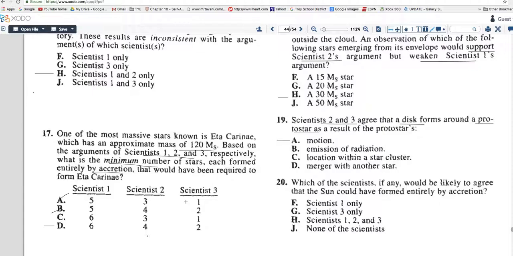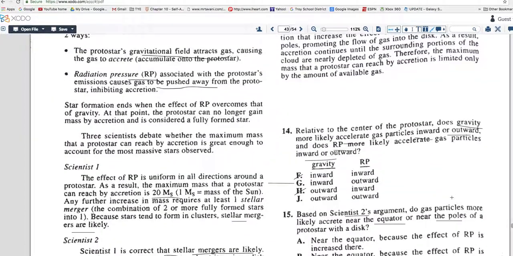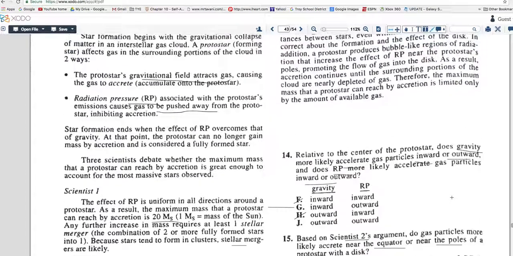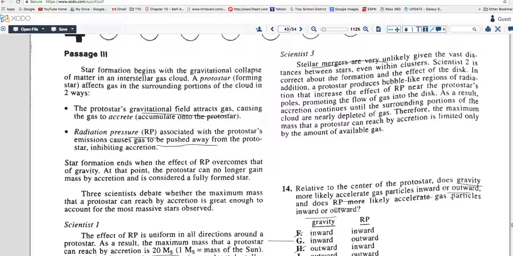Let's do it. Varun. Actually, I'm with the 20. I didn't get to this one yet. All right, let's try it right now then. Which of the scientists, if any, would likely agree that the sun could have formed entirely by accretion? So sun entirely by accretion. All right. What is accretion now? Isn't it like the merging of the stars? Accumulate onto the protostar.